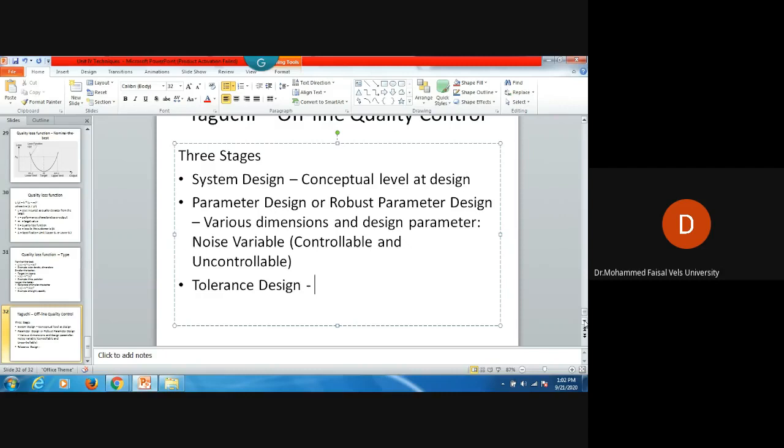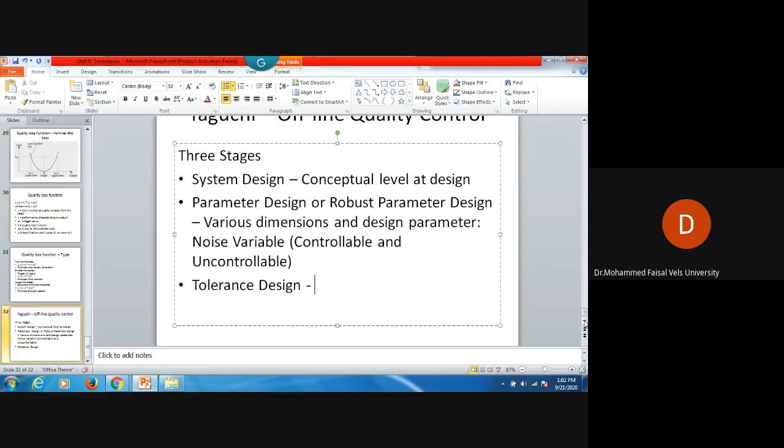Then only we can measure it. Once we identify the nominal dimensions and design parameters that need to be set, then for the parameters which you have chosen, you have to minimize the variation. Very, very important. That is why the signal-to-noise ratio will come. That is the first idea.